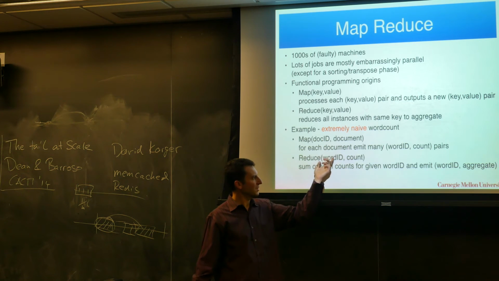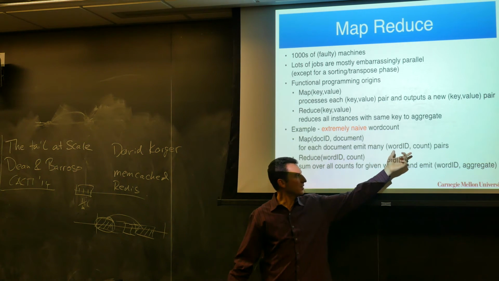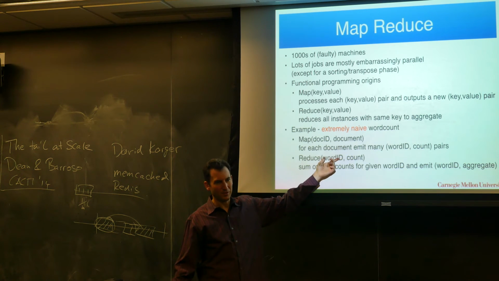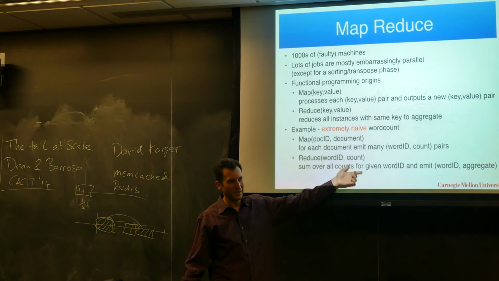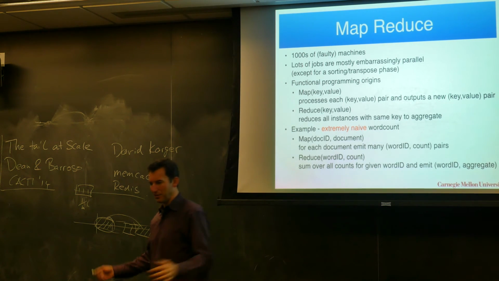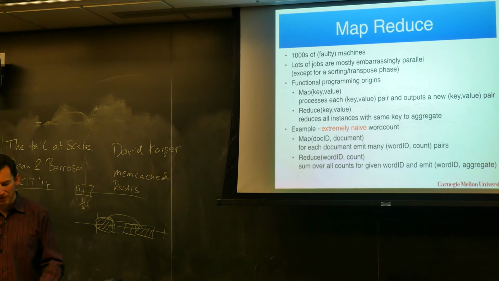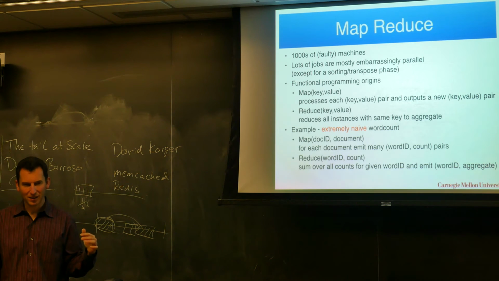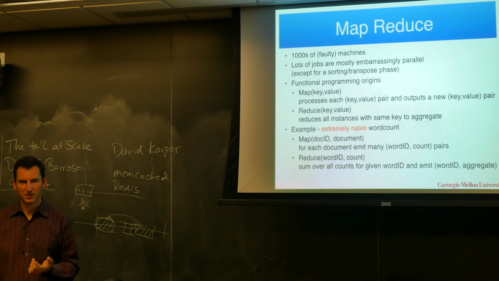Now the reduce has to go and aggregate all those word ID and count pairs for a given word ID to the same machine. So there's a lot of engineering going on behind the scene. And then now, afterwards, the reducer has actually a very easy job. It just sums everything up for that particular count. And then it emits a word ID and aggregate count pair. This is about as simple MapReduce as it gets.